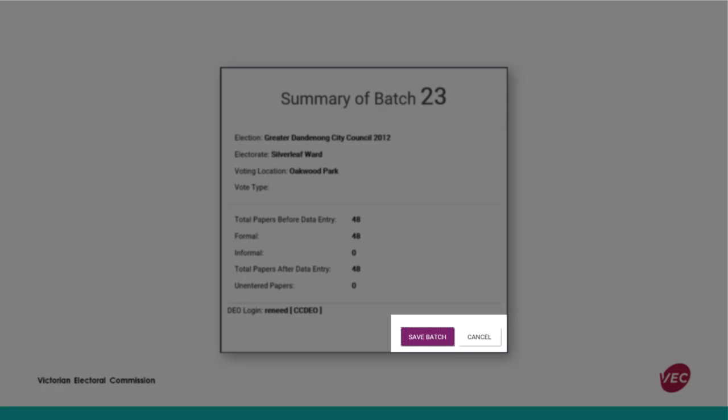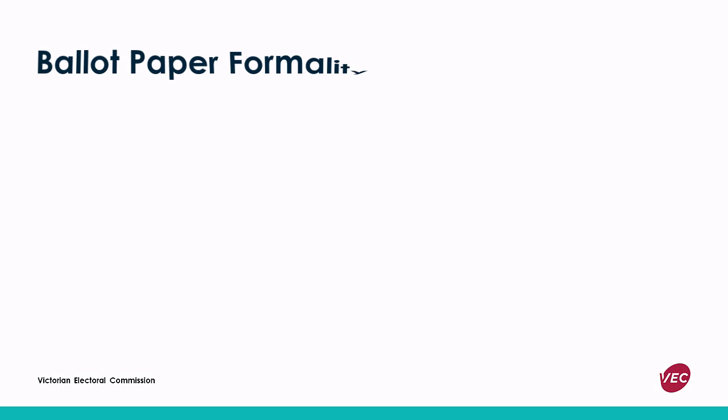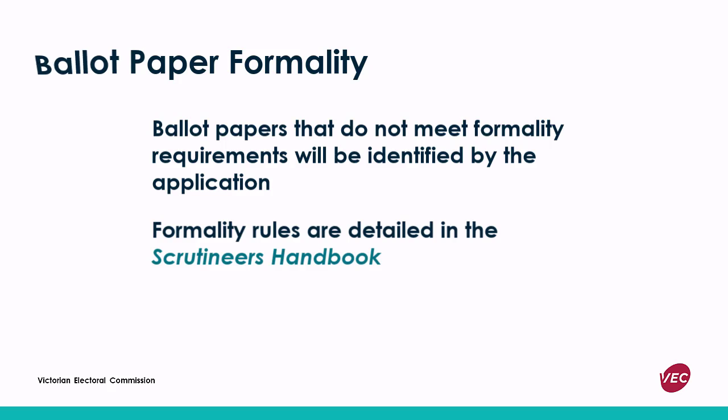Only then will the data entry operator save the batch and then continue on to the next batch that has been issued to them. The VEC's computer application has been configured to meet the formality requirements of the election. Ballot papers that do not meet formality requirements will be identified by the application. The system won't allow no number 1, duplicate numbers, numbers not in sequence, or non-numeric characters. Formality rules are detailed in the scrutineer's handbook.